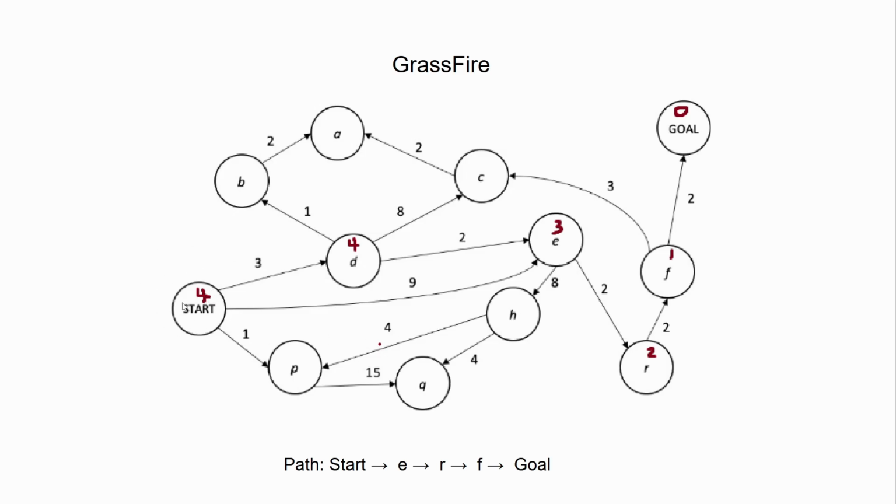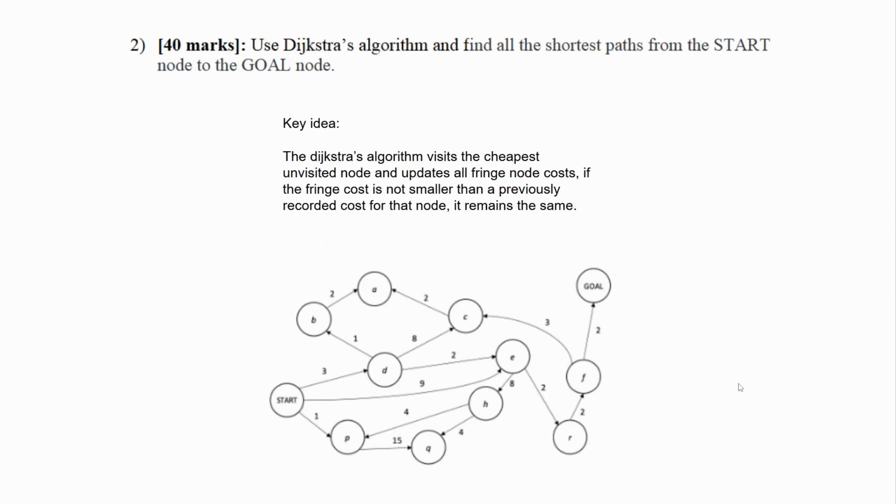Also note that for these paths, if you go down here, you end up in an infinite loop. And if you go here or here, you end up here. So neither of these paths can ever result in the goal. So the shortest path is from the start to E to R to F to the goal.